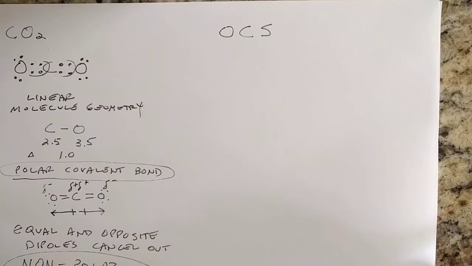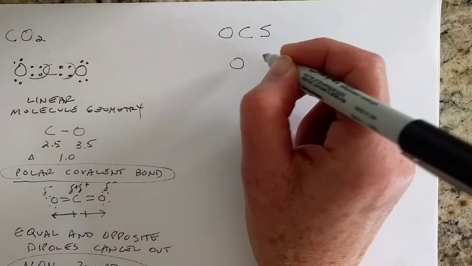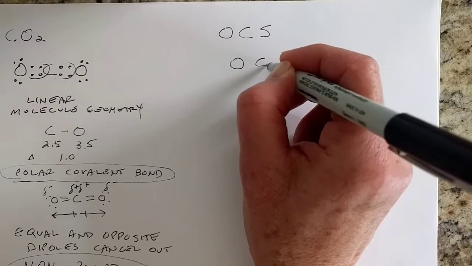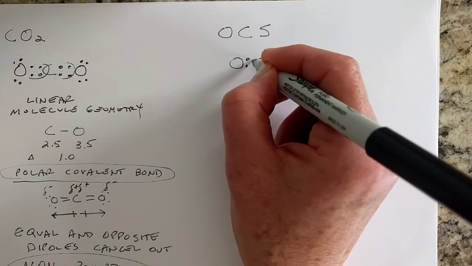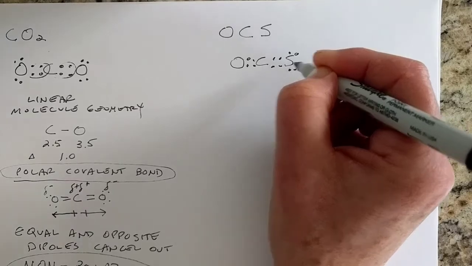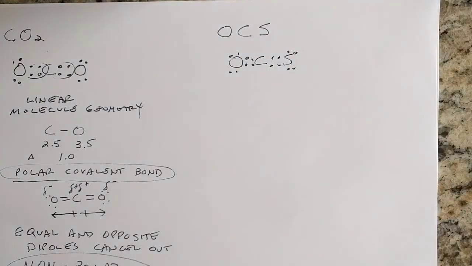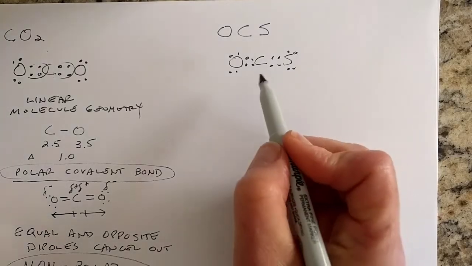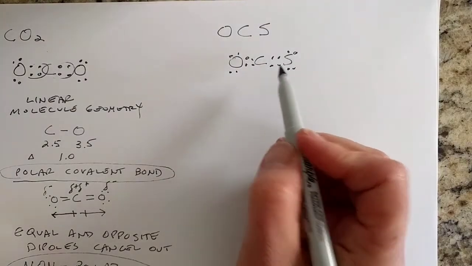Okay, if we look at OCS, now we have the same number of valence electrons because oxygen and sulfur are in the same group of the periodic table. We get the exact same Lewis structure. So we have the exact same geometry. We have a linear molecule geometry. And we have our carbon-oxygen bond we've already evaluated. That is polar.